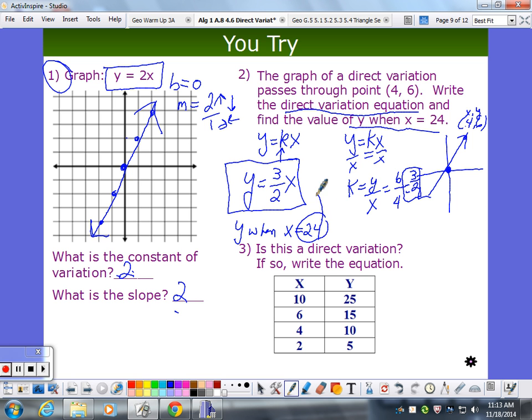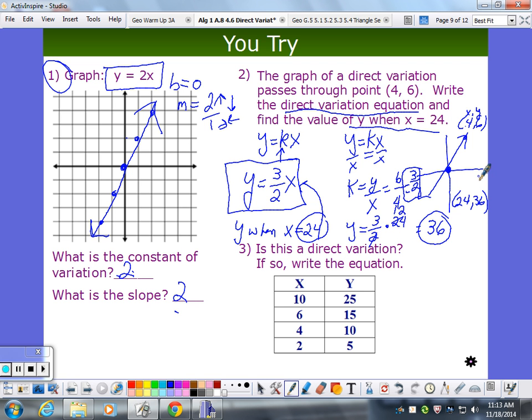Yeah, it's a substitution. So that's y equals 3 halves times 24. I'm going to cross reduce that to 12. So y equals 3 times 12, which is 36. So I have another point, 24, comma, 36, don't I? Because when x is 24, y is 36.